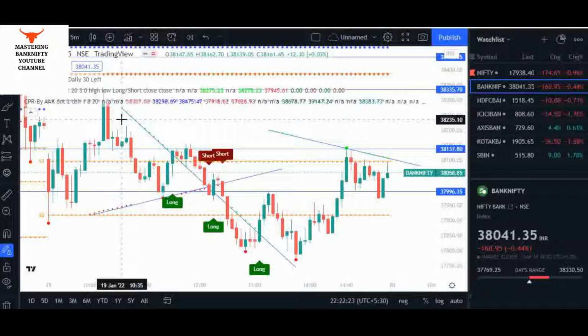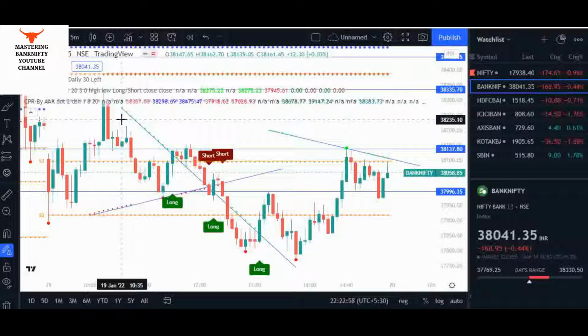I'm not saying I can predict the market, but I can give the probability that the market will behave in a certain way based on the technical analysis I did yesterday. So I predicted that the market will close in the downtrend, on the negative side. Exactly the same thing happened today. The market closed 150 points down.